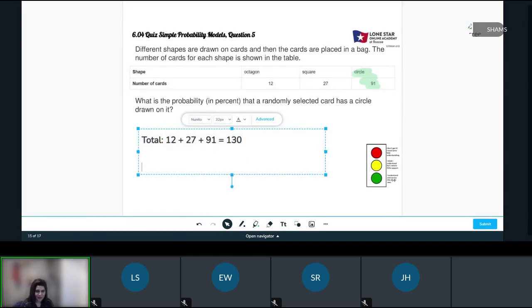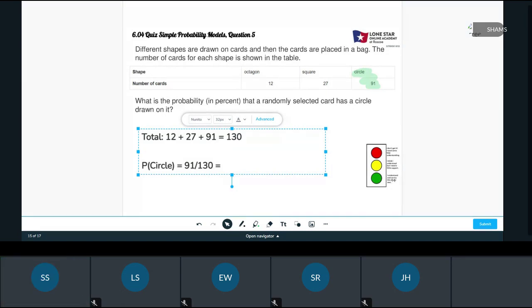Everybody agrees? Then the probability of selecting a circle is going to be 91 out of 130. Students, go divide 91 by 130. Tell me how much you get. That is again a high probability, Nina, right? Divide, tell me how much you get. 0.7? 0.7, Lily says also. So that is 0.7.